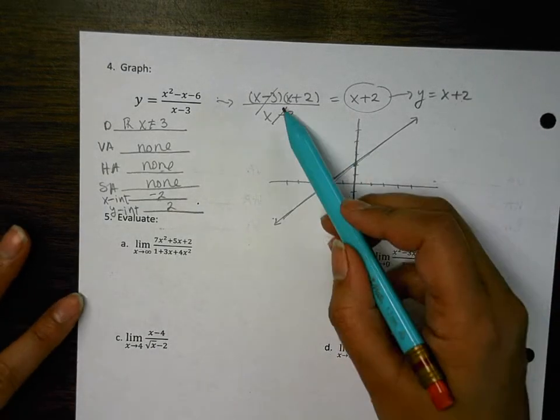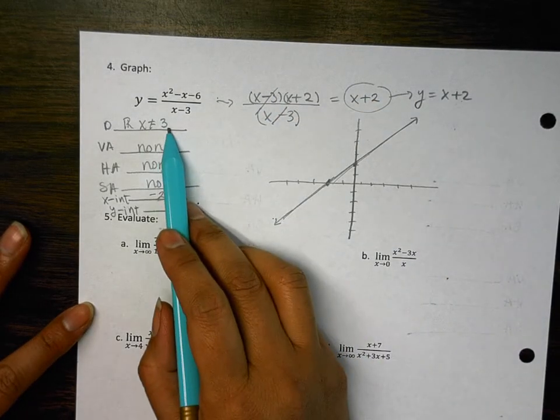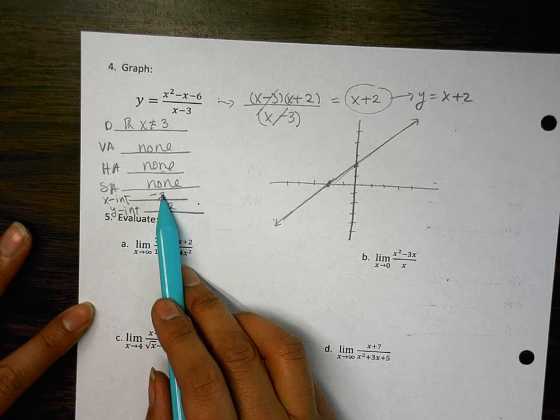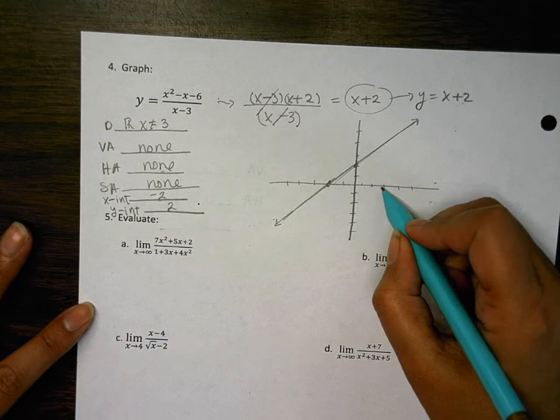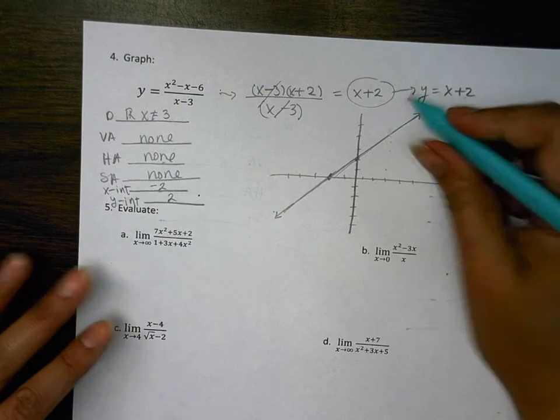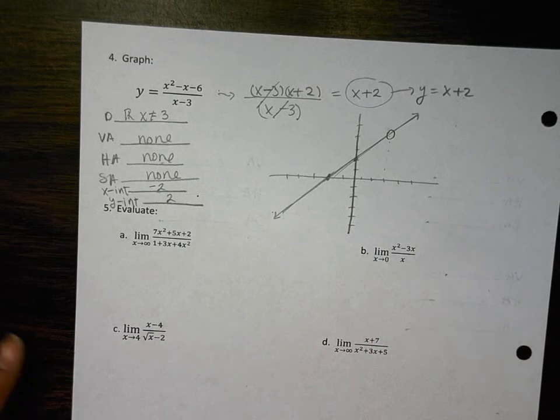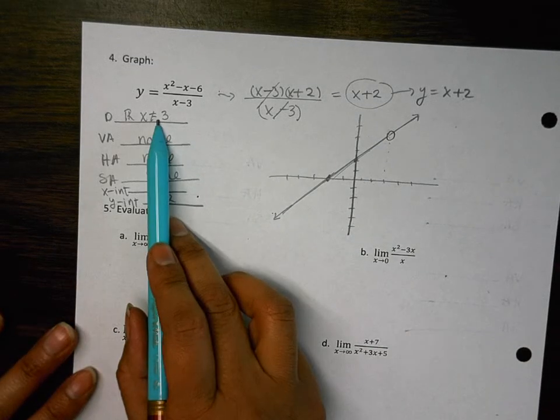So taking a look, it was pointed out that there is a hole. Why is there a hole on this graph? Because we reduced a variable. The domain is all reals except 3, and I don't have any asymptotes to take care of that, so I go over to x equals 3, up to my graph, and what do I do? I put in an open circle.